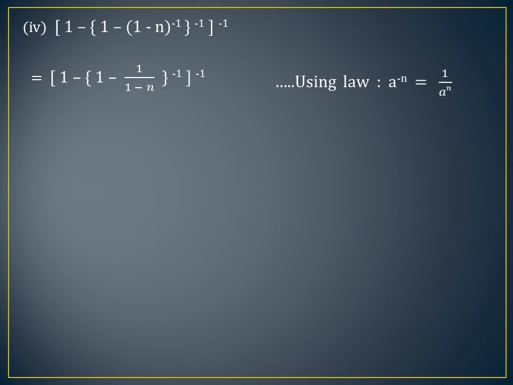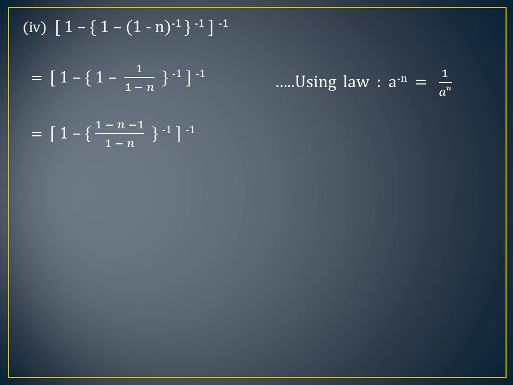Now our next question is as follows. So in such type of questions, we will always start with the innermost bracket, which is (1 minus n) raised to minus 1, so that we can write it as 1 upon 1 minus n. So now we have 1 minus (1 upon 1 minus n) the whole raised to minus 1 and the whole raised to minus 1 again.